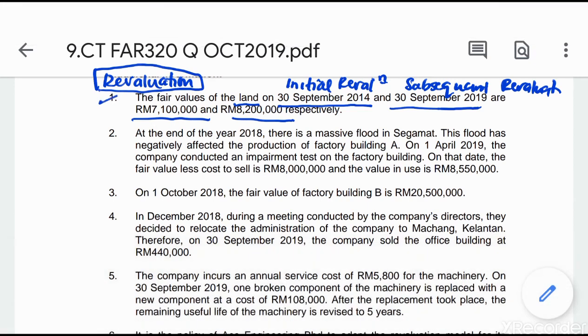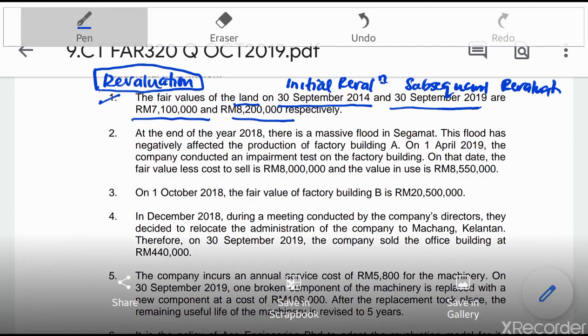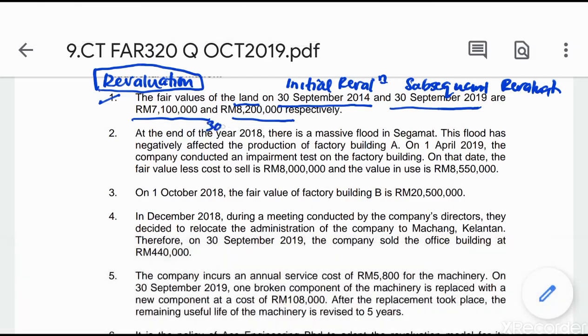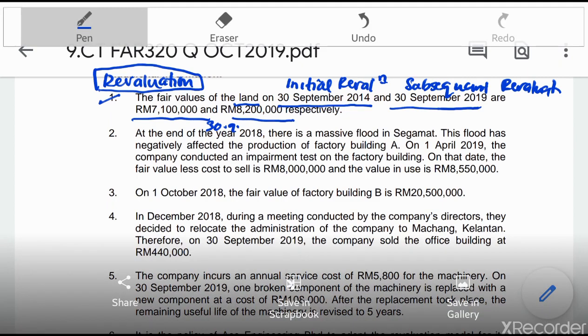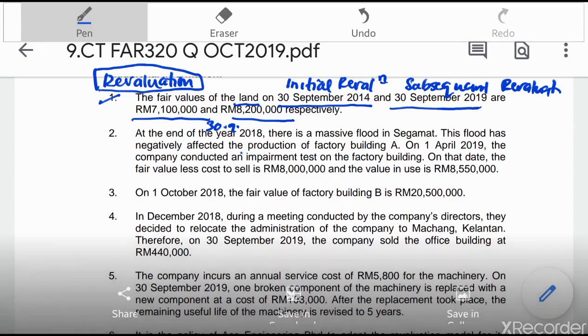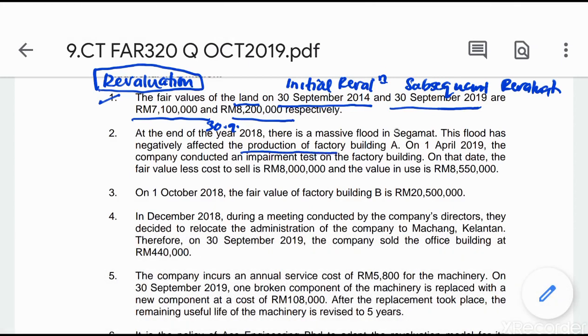The next one, number 2. So we're done with the overview of number 1. We'll now look at number 2. You have at the end of the year 2018, so the end of the year means 30th of September 2018, there's a massive flood in Segamat. So that massive flood has affected the production of the factory. That flood is a natural disaster.